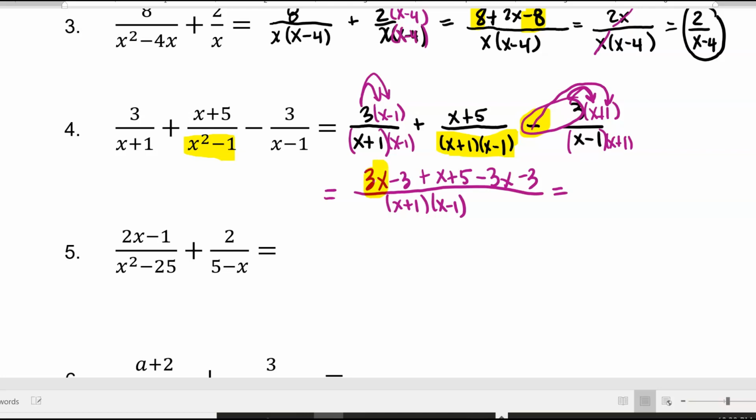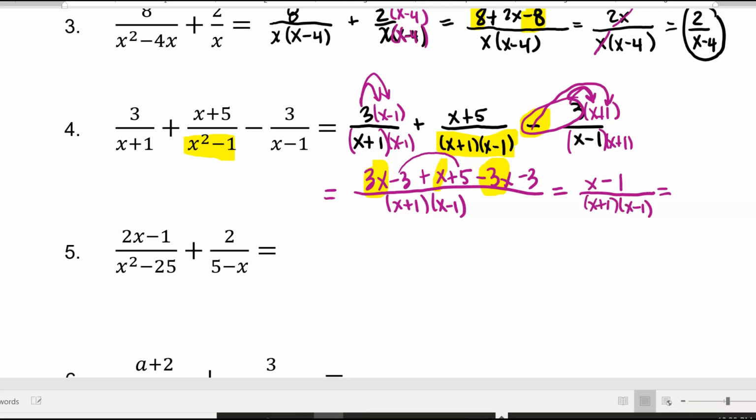We have a 3x, we have a negative 3x, so that's going to cancel, but we still have this x in the middle. So we have x, then we have a negative 3 plus 5, which is 2, minus 3, which is -1. So we have x minus 1 over x plus 1 times x minus 1.